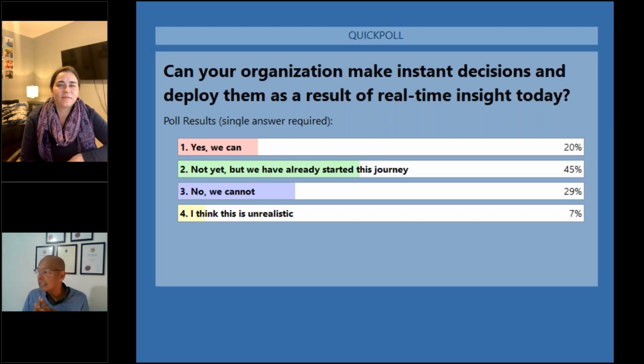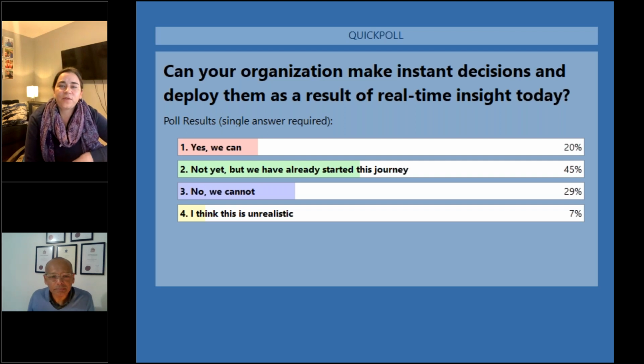So 20% said yes, they can do it in real time. 45% said not yet, but we are working towards it. 29% said no, we cannot, and we are struggling somehow. And 7% say it is just unrealistic. Greta, what's your take on this?